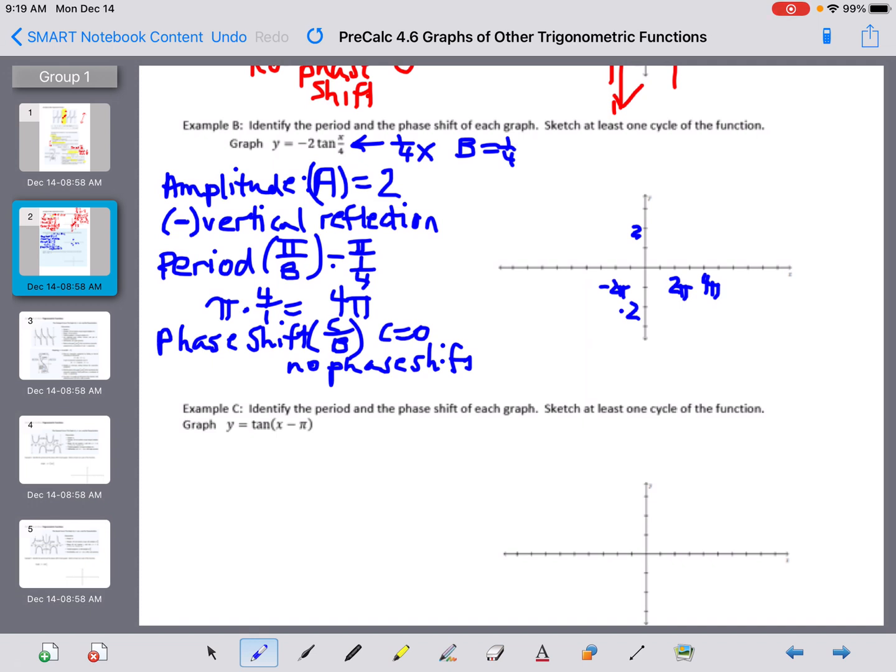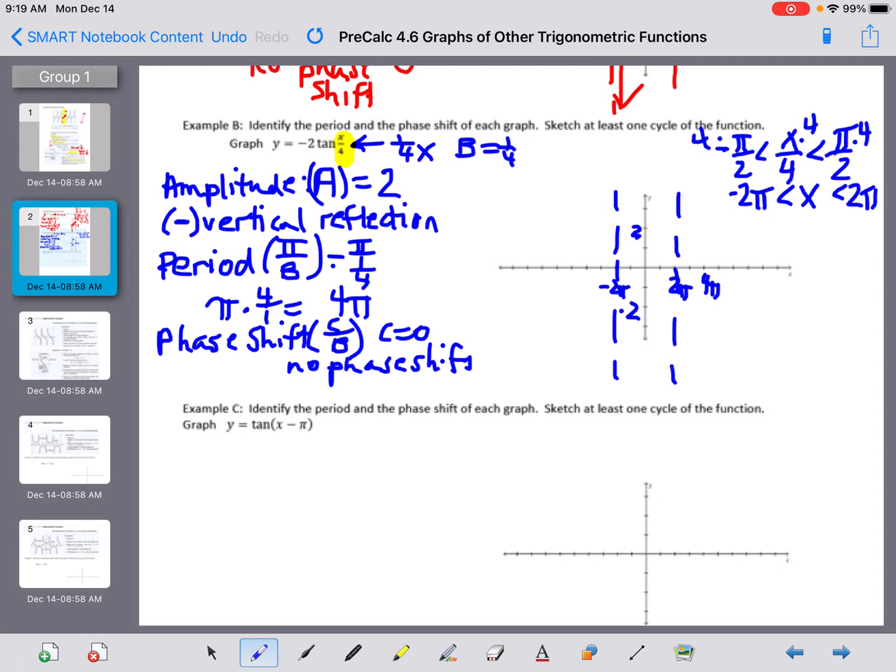So the best way to do it is to put x over 4. That's what's there behind my tangent right there, right? That's my bx minus c. And I'm going to put it between negative pi over 2 and pi over 2. Every time I deal with tangent, I start it out between negative pi over 2 and pi over 2. To get x by myself, I need to multiply by 4. Whatever I do to the middle, I have to do to both sides individually. So 4 times negative pi over 2 is going to be negative 2 pi. And pi over 2 times 4 is going to be positive 2 pi. So at negative 2 pi and positive 2 pi, I need to see those asymptotes. Okay. And I start halfway between, I get my first point.